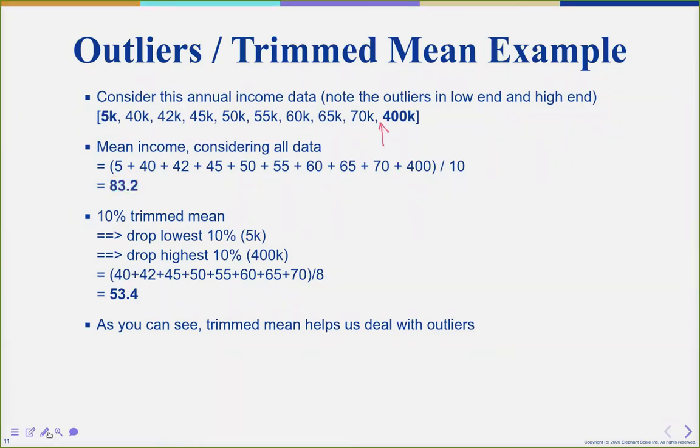right? Why do you guys think my average is all the way up here? Because of the 400K. This basically pulled the average all the way to the right. And as you can see, this is not right, because it doesn't really represent the actual data.